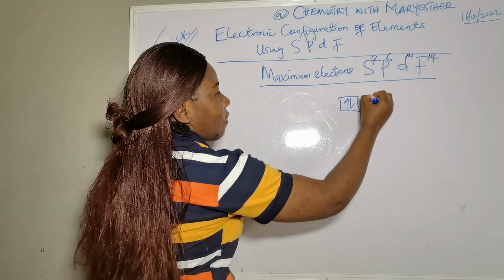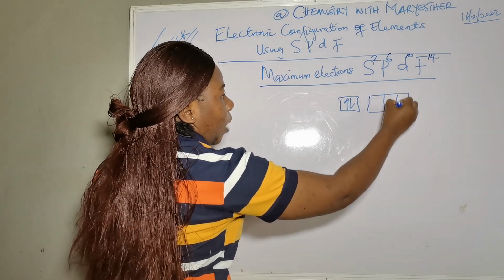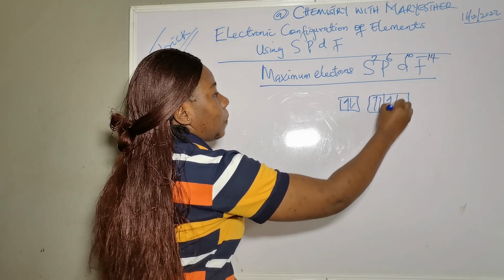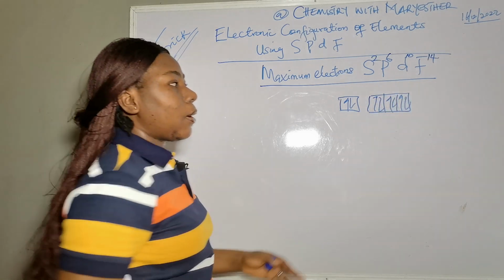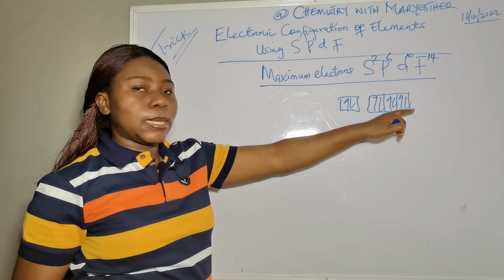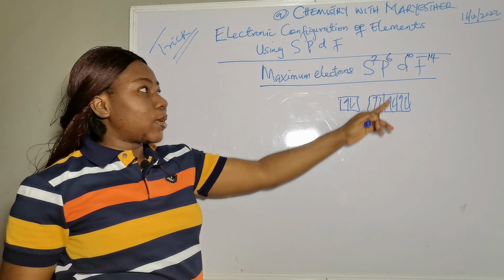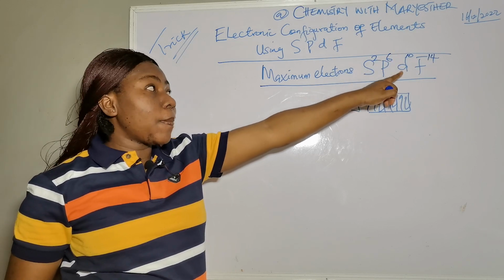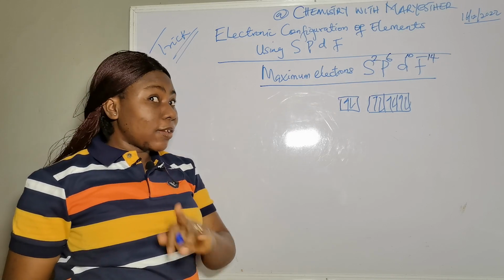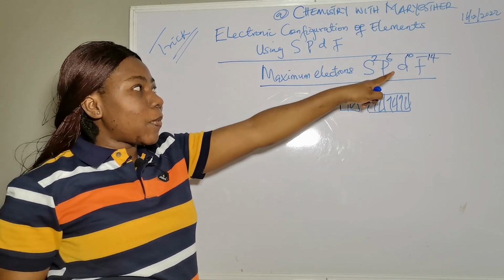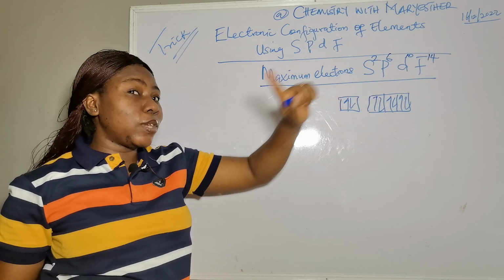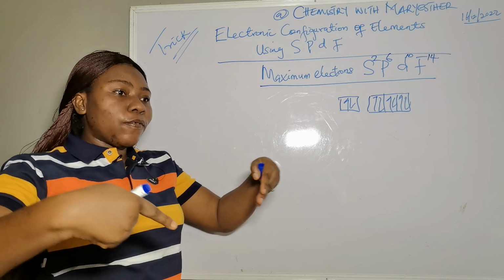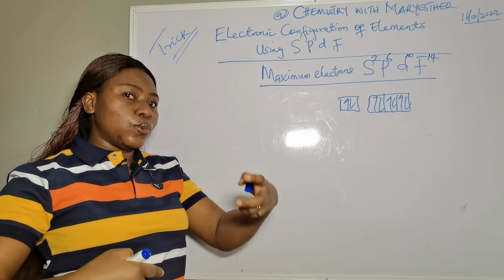P should have how many orbitals? 3. Why? So that it can contain up to 6: spin up, spin down, spin up, spin down, spin up, spin down, 1, 2, 3, 4, 5, 6. With this little idea, you can know that D orbital should contain 10, and how many orbitals do we have inside D? That is 5. F orbital that has 14 electrons, how many orbitals should it have? Someone can answer 7, because each of the orbitals will contain 2.